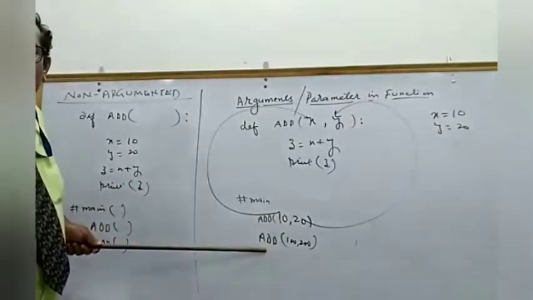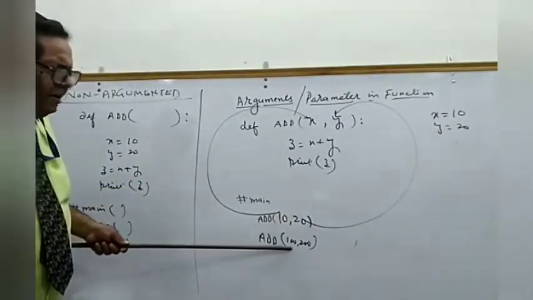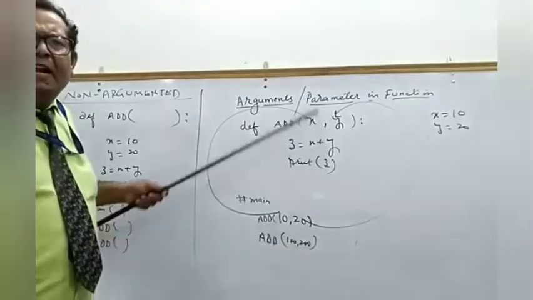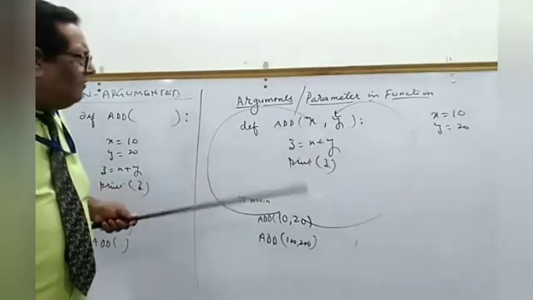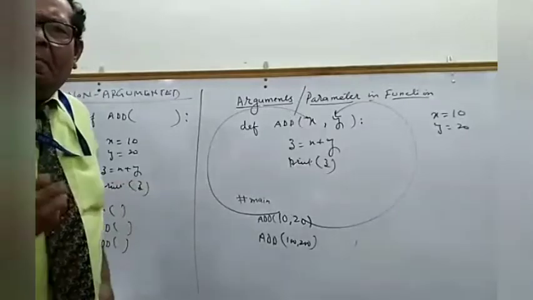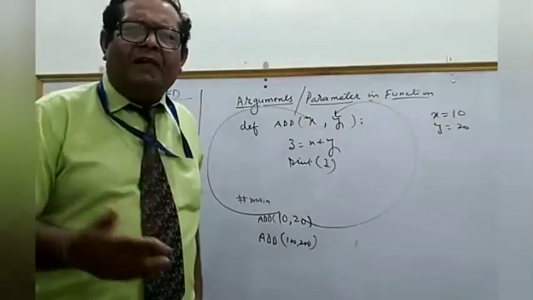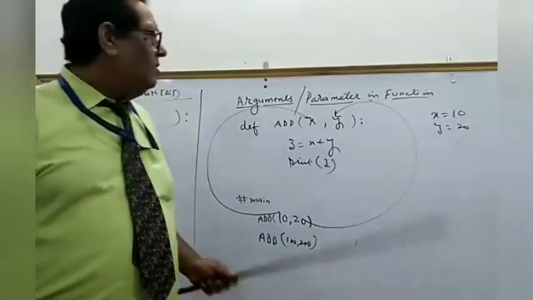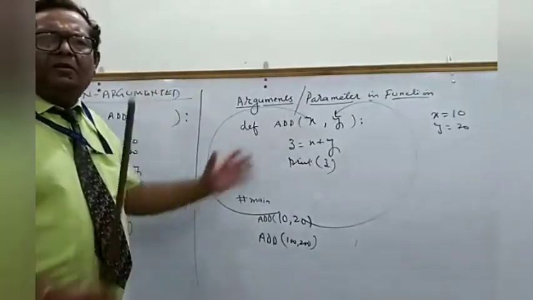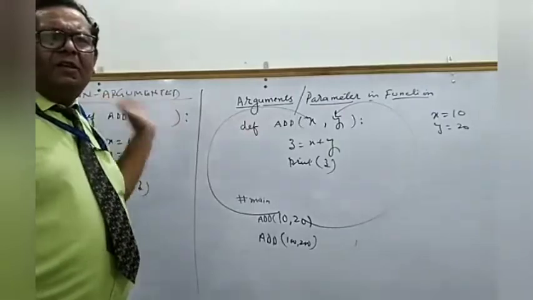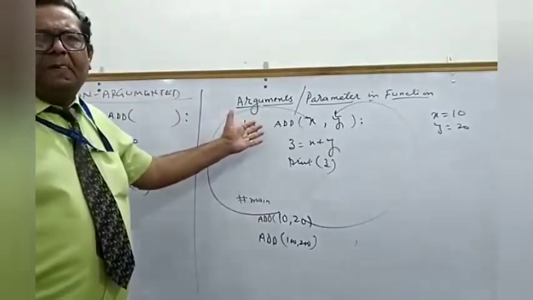And when the function is called the next time, the values 100 and 200 have been passed, therefore the function add will add 100 and 200. So the function add will be called many times, but it will add only those values which are passed every time the function add is called. So students, you can make out this one as a non-argumentative function and this as an argumentative function.